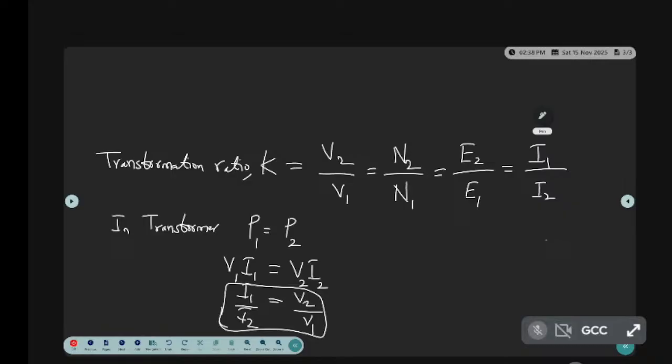So this is another formula. How many formulas are you having? One formula is the EMF equation, that is 4.44 f N phi m. Another one is K, the transformation ratio, that is V2 by V1 is equal to E2 by E1 is equal to N2 by N1 is equal to I1 by I2. Okay, so we will do the first problem now.